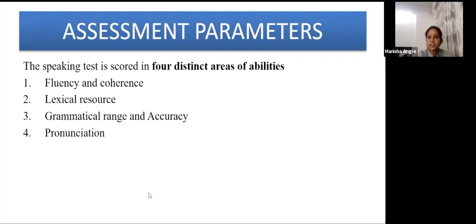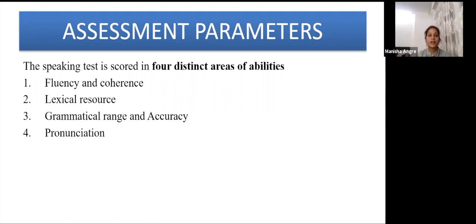Okay, now the assessment parameters: fluency and coherence, lexical resource, grammatical range and accuracy, and pronunciation. These are the four areas on which you will be tested. Now, coming back to a few more discussions, fluency and coherence. When I say fluency and coherence, that means the hesitations that you have and the long pauses that you take in between will all be a part of your fluency. So if you do all that, you will lose scores in fluency.